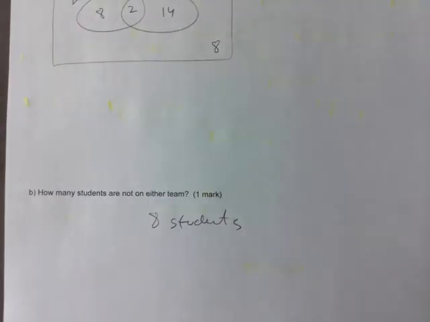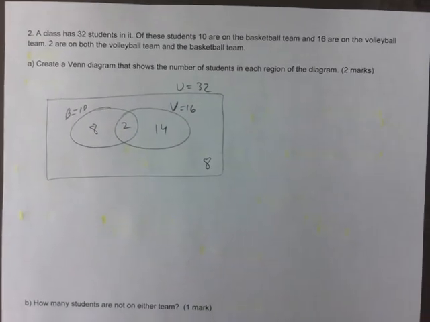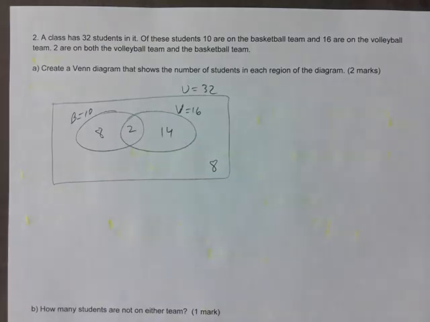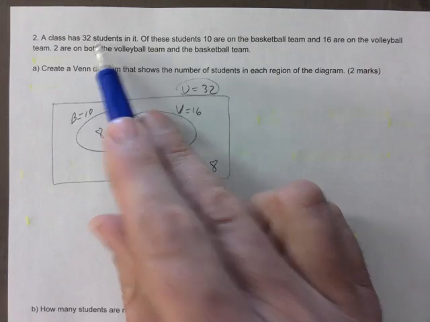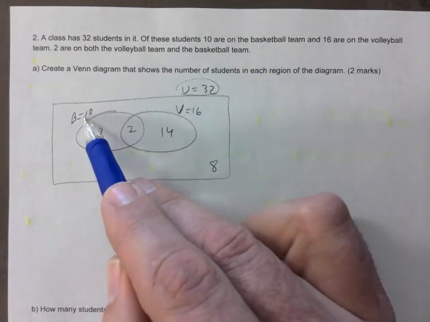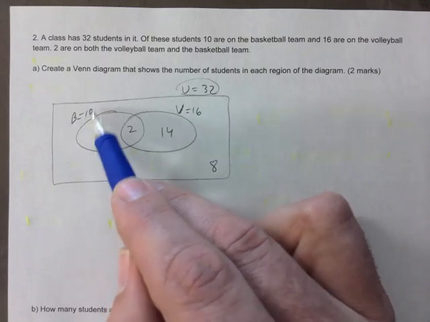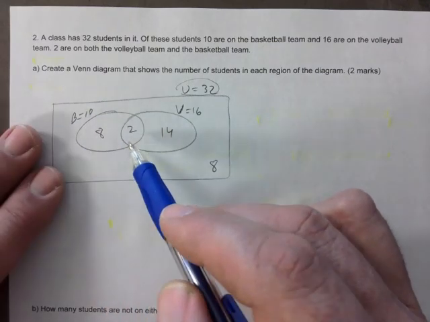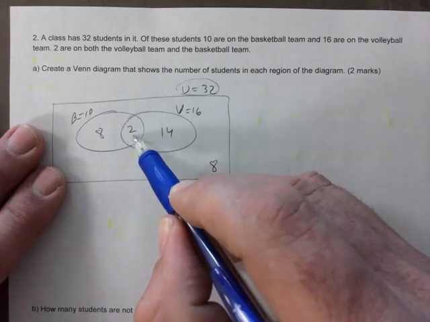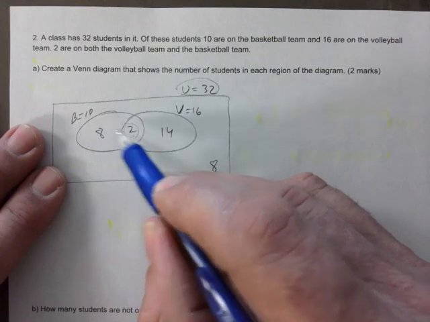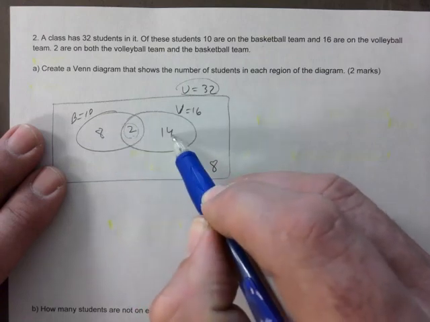Backside. Fun. Right? So we have our universal, the class of 32. 10 are in the basketball team, so make sure the 10 is out here. It's not in. 16 are volleyball team, 2 are doing both. So then once you have the middle, you subtract it to get this.